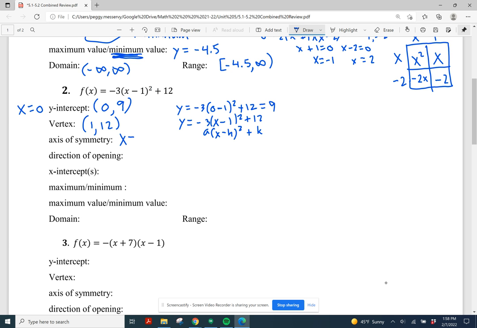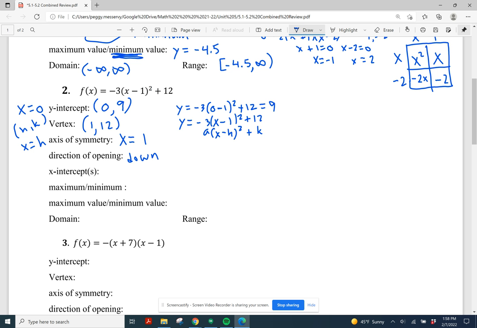Means our axis of symmetry, it's always x equals h. The vertex is h comma k. Those are the letters we use for it. Axis of symmetry is always x equals h. Think about what you can put in the table to help you out here. Direction of opening is down because a is negative.